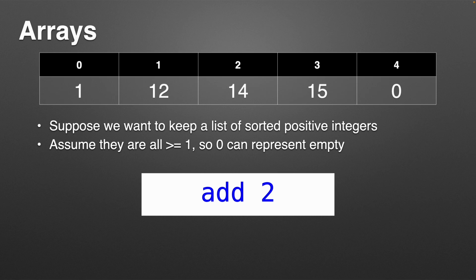Add 2. Now you shift everything again. Right. So the other thing we have to do, we have to find, where does 2 go? So we do have to go down this array, right? Ours is short, so we only have to look at one element. We say, okay, 1, it's bigger than that. 12, oh, it's less than that. We're in between here.